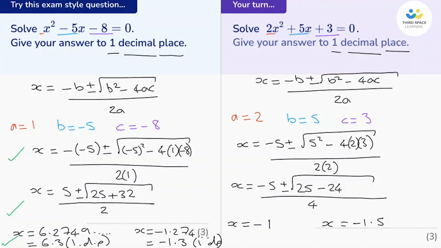And there we go. We have correctly answered our quadratic equation. Let's see where those marks come from. So 1 mark comes from substituting the values into the quadratic formula. 1 mark comes from a fully correct method to achieve an answer. And the final mark comes from both correct answers. 3 marks.